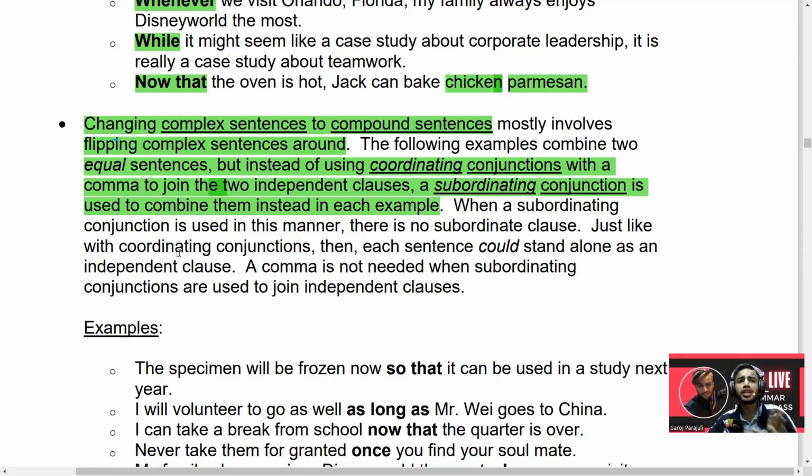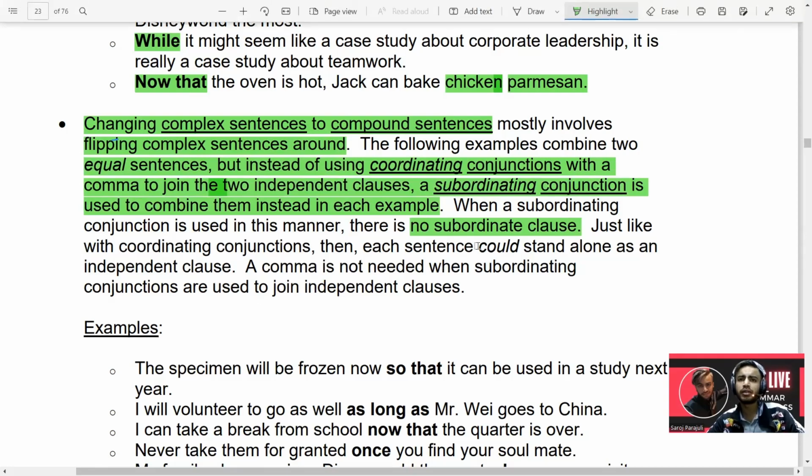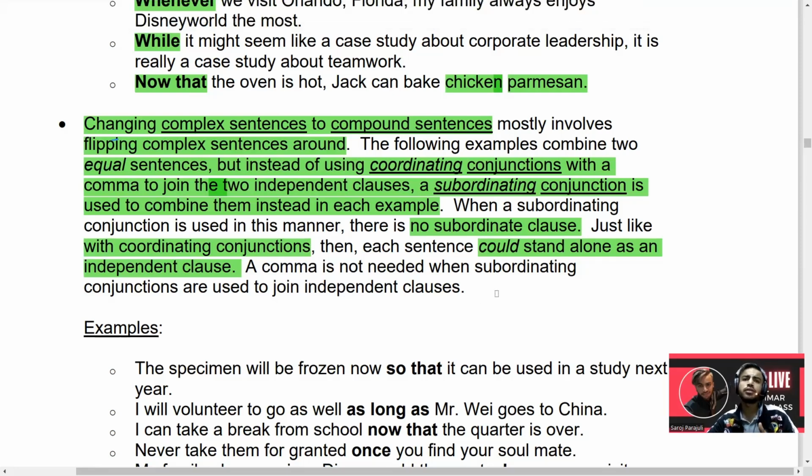When a subordinating conjunction is used in this manner, there is no subordinate clause. Just like with coordinating conjunctions, each sentence could stand alone as an independent clause. A comma is not needed when subordinating conjunctions are used to join independent clauses. Okay, a comma is not necessary.